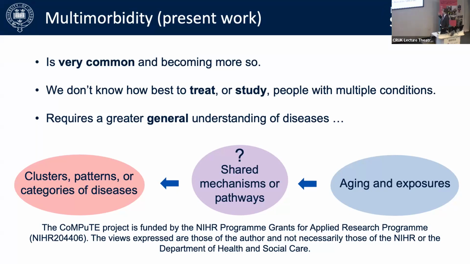The picture that I have, and I think is emerging and being adopted more broadly, is that we've got aging and exposures on the one hand, acting through some sort of shared mechanisms or pathways leading to clusters or patterns of diseases. On one hand, you might have studies looking to identify the clusters of diseases, and then the hope is that we can somehow combine all this work to identify the pathways, so you may target them with a drug or some other treatment in future.